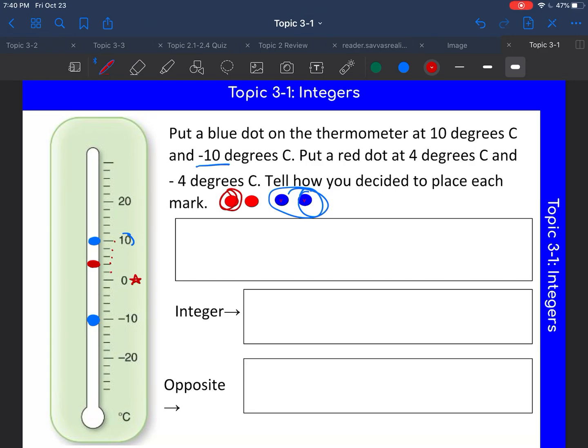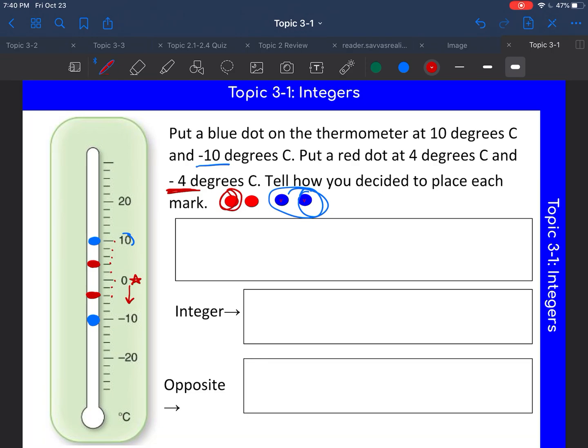All right. And negative 4 degrees Celsius, the same thing. We have 0 and then we go down to the negative. So we have 0, negative 2, negative 4. So negative 4 is right here. Okay. So tell how you decided to place each mark. All right. So we decided to place each mark by looking at the 0 and seeing how far away each distance was from 0. Okay, the positive numbers were above 0, the negative numbers were below 0.